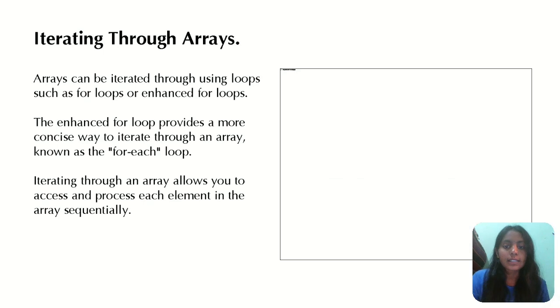Iterating through arrays. Arrays can be iterated through using loops such as for loops or enhanced for loops. The enhanced for loop provides a more concise way to iterate through an array, known as a for each loop. Iterating through an array allows you to access and process each element in an array sequentially.